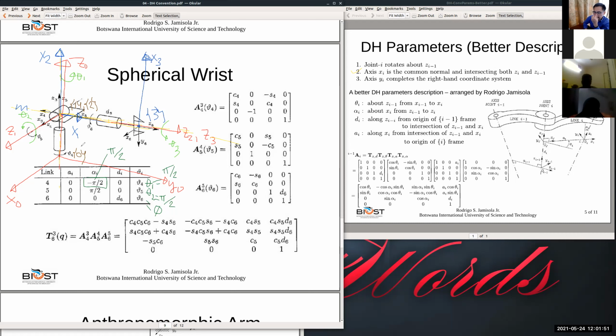Okay, so next, alpha 2. Alpha 2 about x2. Where is x2? X2 here. You put your thumb there. About x2 from z1 to z2. So z1 is there, and z2 is here. That means positive pi over 2. From there to sweep to there, that's positive pi over 2. This is correct. Okay, alpha 3, about x3. Where is your x3? X3 is there. About x3 from z2 to z3, nothing. They are in the same direction. So that's 0.